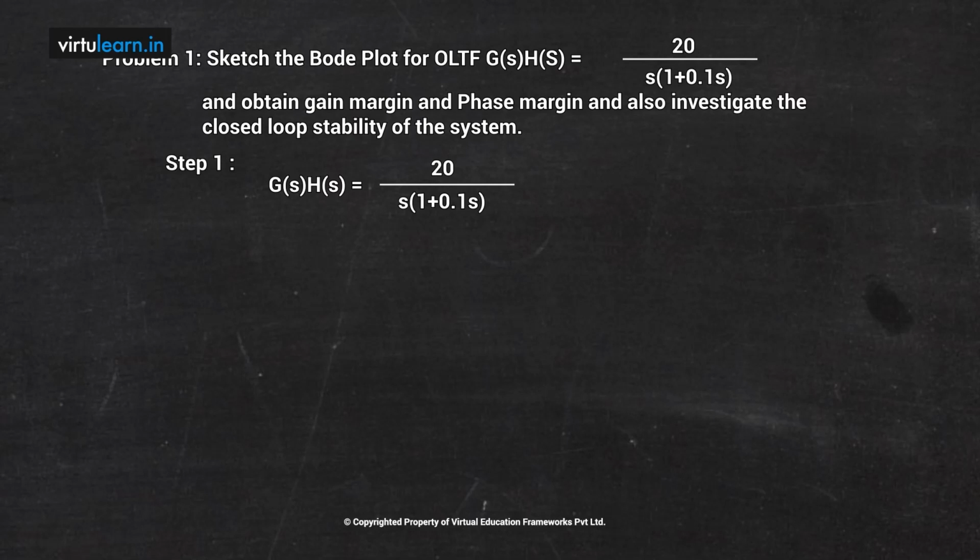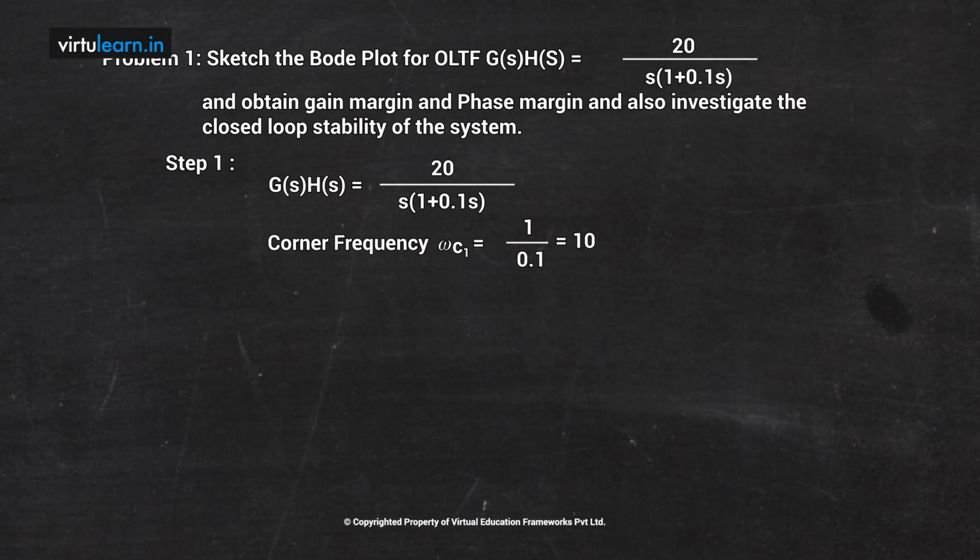So in the same step we need to identify corner frequencies. The corner frequencies are mainly due to finite poles and finite zeros, and also due to quadratic factors in the numerator and denominator. So in this transfer function we have only a finite pole, therefore we will get one corner frequency here. That corner frequency I can write as omega c1 is 1 divided by 0.1. So that is going to be 10. So my corner frequency is 10. If you have more corner frequencies, arrange them in increasing order.